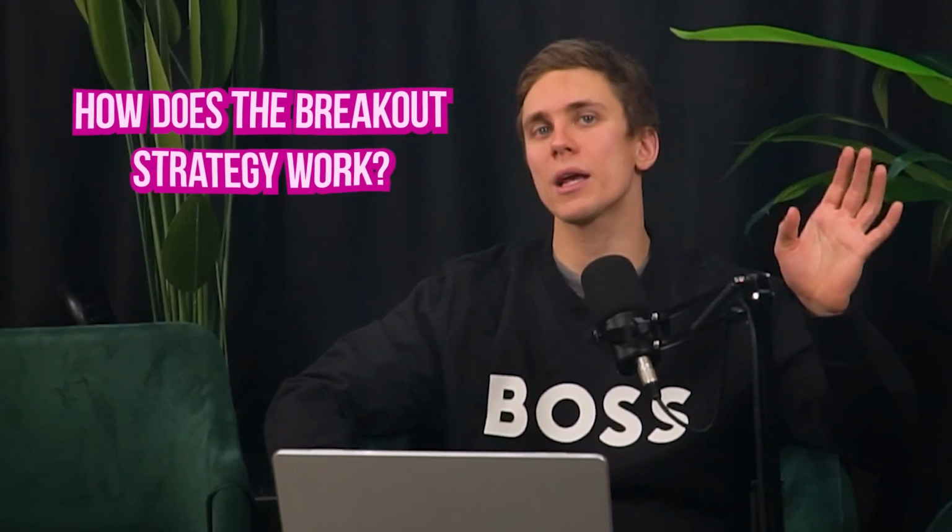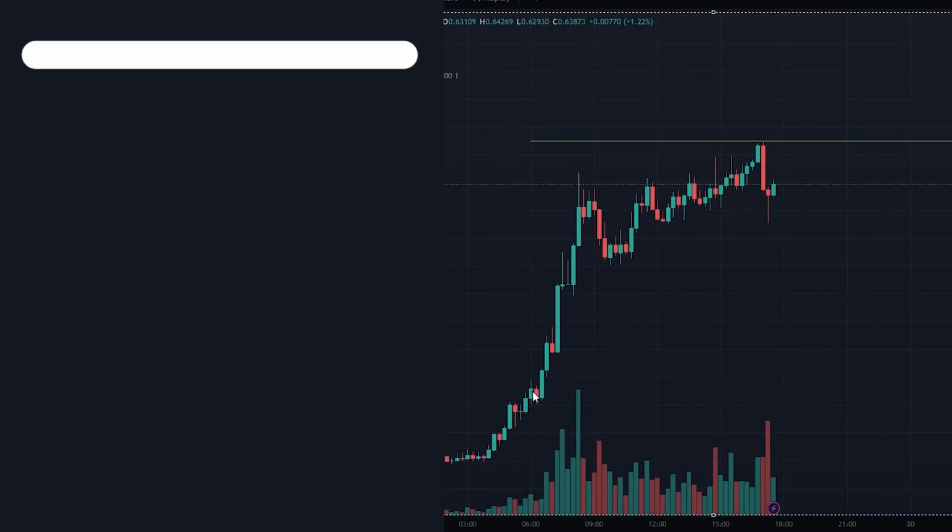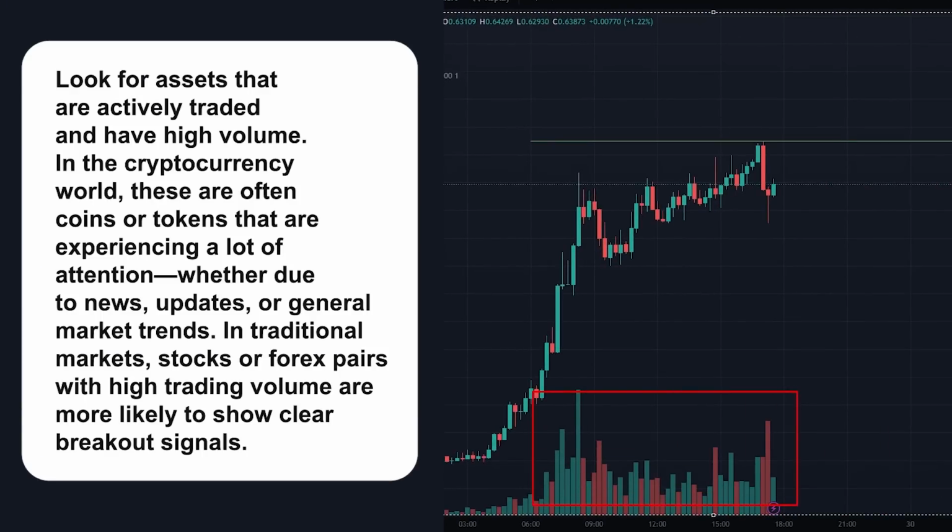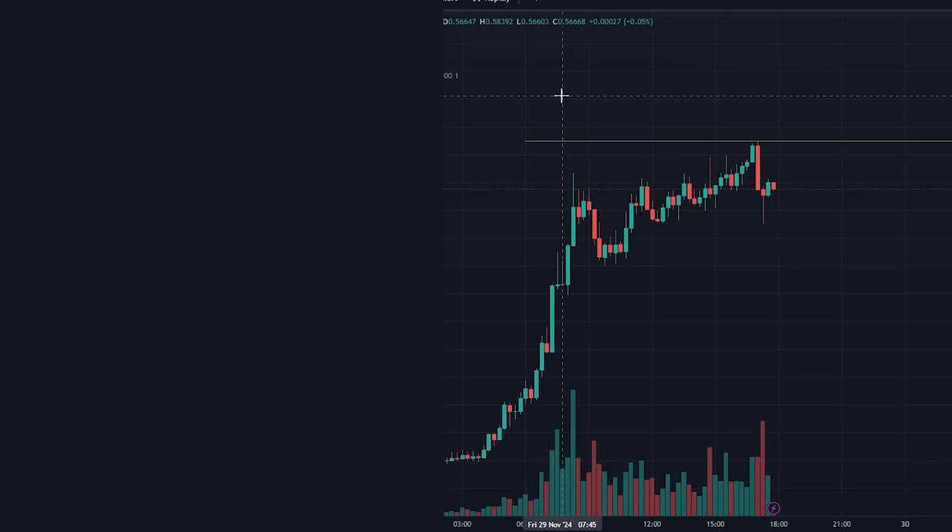How does the breakout strategy work? So, the first step: find active assets with strong trends. The first step is to select assets that are currently showing significant price movement or volatility. Why? Because the more volatile an asset, the more likely it is to break through key levels and generate profitable breakout opportunities.